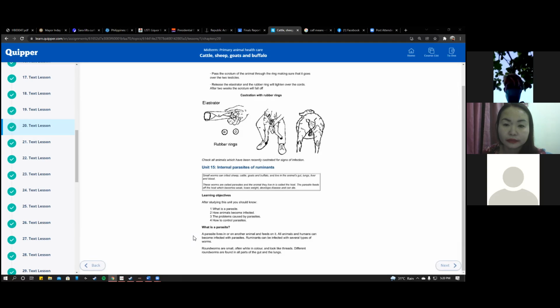Ruminants can be infected with several types of worms. Roundworms are small, often white in color and look like threads. Different roundworms are found in all parts of the gut and the lungs.